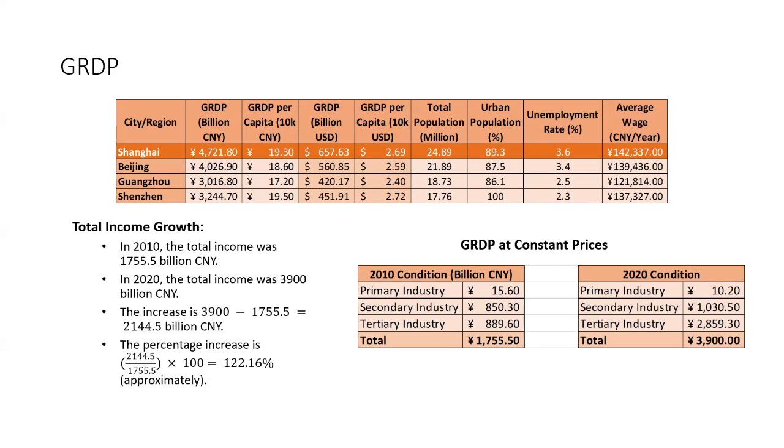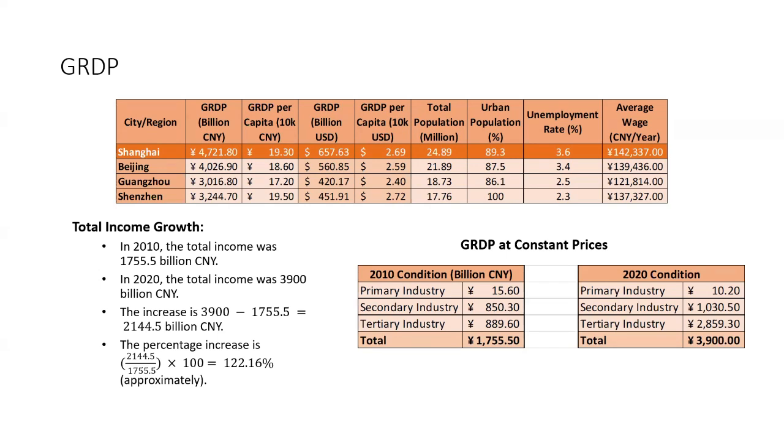Now we're gonna calculate the total income growth. Here is the GRDP at constant prices table, 2010 condition in billion yuan and 2020 condition. So in 2010, the total income was 1,755.5 billion Chinese yuan. In 2020, the total income was 3,900 billion Chinese yuan.